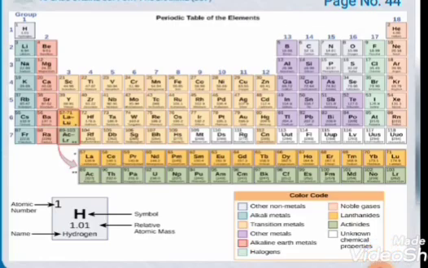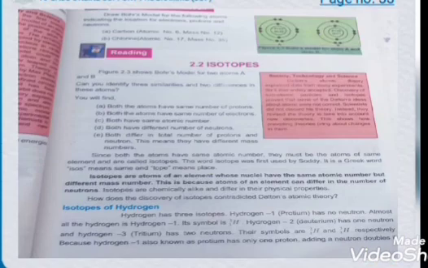This is a periodic table. Open this periodic table in front of you for better understanding. This periodic table is given on page number 44. Students, this is your book, page number 33. Open this page in front of you for better understanding the topic isotopes.